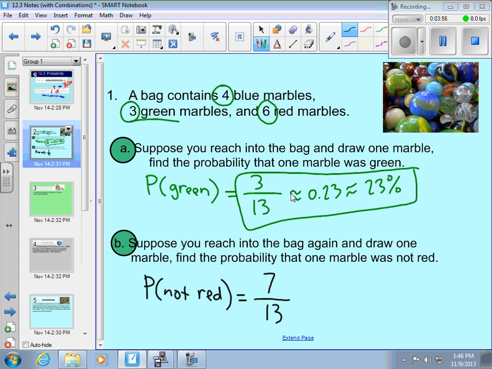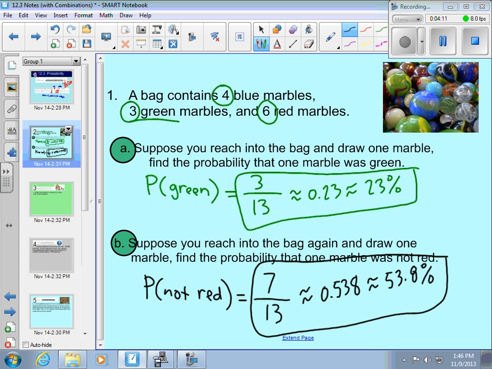Again, you can change that to a percentage or decimal. That would come out to be about 0.538, or about 53.8%. So when you're doing probability, look for the total successes over the total possible.